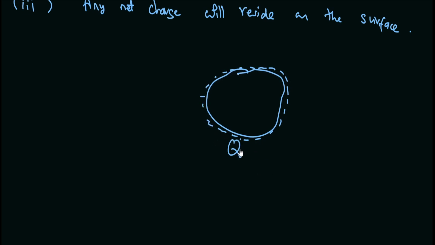And the distribution of this charge Q will be in such a way that the electric field at any point inside the conductor will be equal to 0.